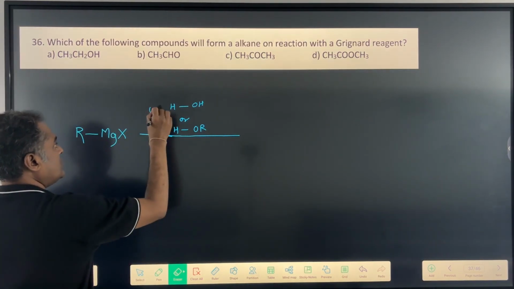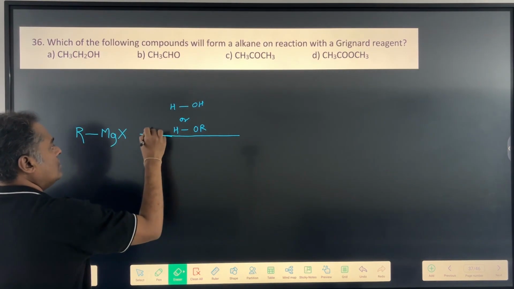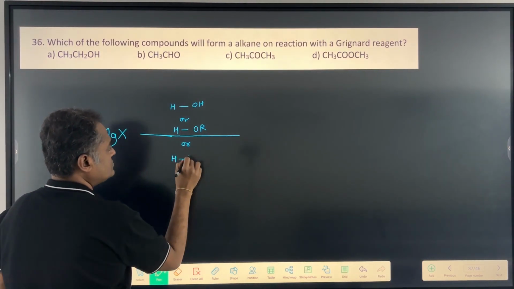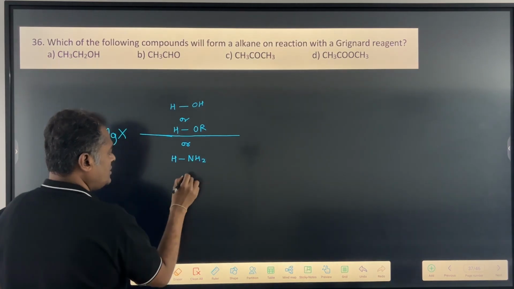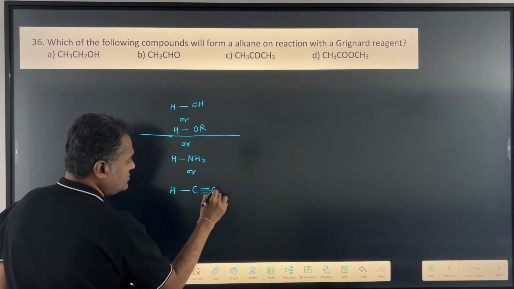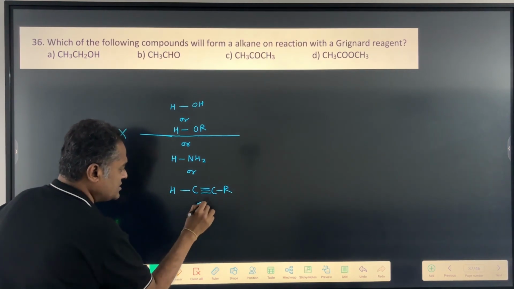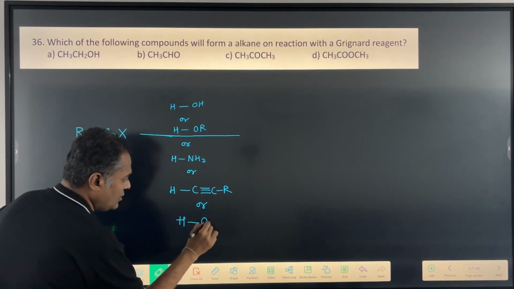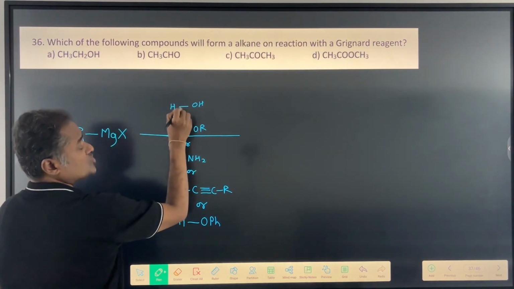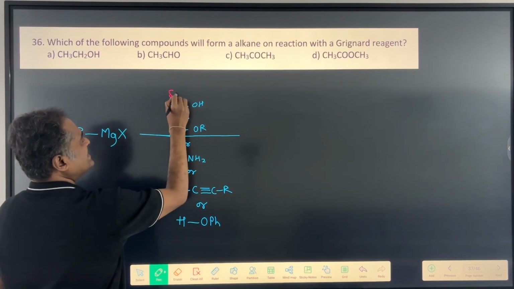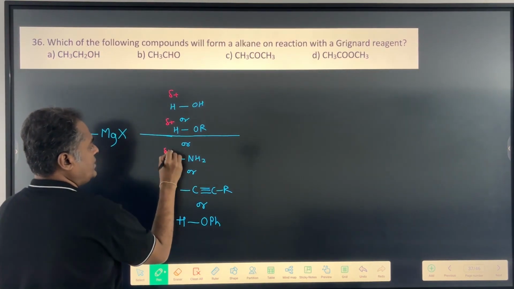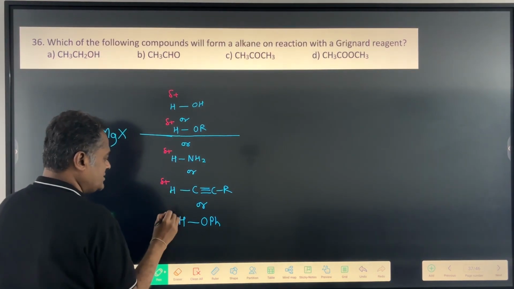Is it clear, child? Sometimes it can even be ammonia. Sometimes you can even see terminal alkynes. Sometimes you can even see phenol. In all these cases, if you check, your solvent contains an acidic hydrogen.